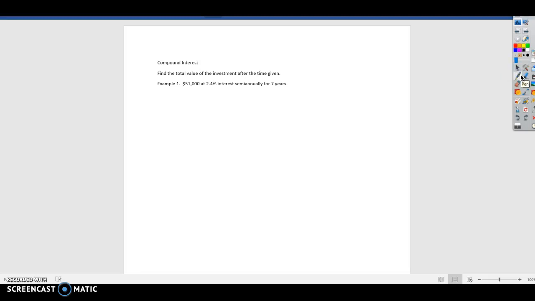Hey guys, I'm going to try to help out with compound interest. So if you're having trouble with compound interest, first you need to know what the formula is. The formula is A equals principal times 1 plus rate over n, raised to the n times t power.